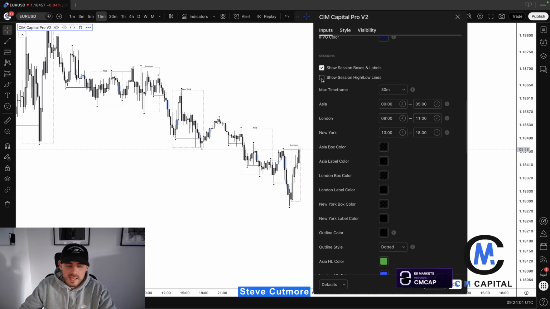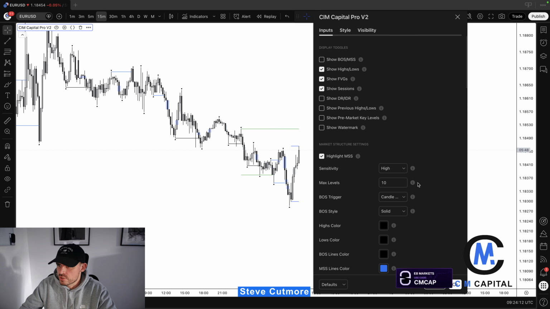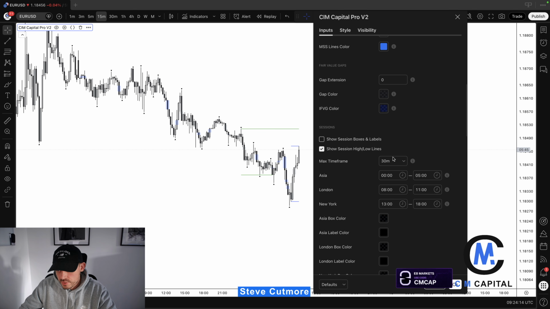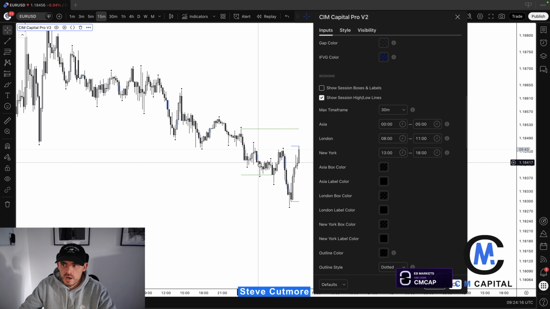And also, what I have added now is current session highs and lows, you can also plot them out. So if we turn the boxes off, it will remove all the boxes and just mark out the current session highs and lows. Let me turn off the breaks of structures. So you see it there, the green lines are Asia, blue lines are London, and obviously New York's not opened yet, so we're not getting any lines yet.